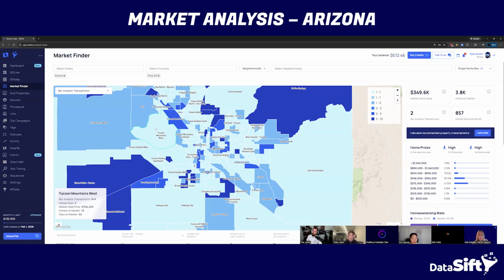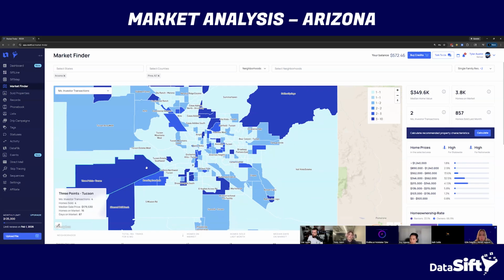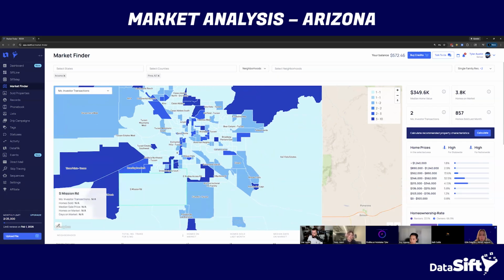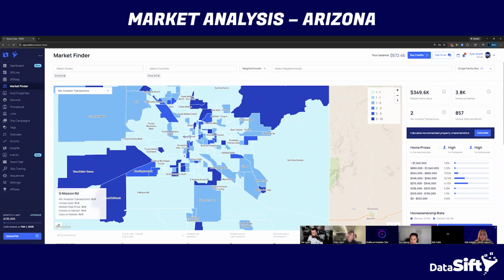If I'm just cold calling, you could say it doesn't really matter. I'm just SMSing, it doesn't really matter. But if I'm going to be sending mail, I don't want to send mail to these areas with very few transactions. All right, so just keep that in mind as well. That's another layer on top of this that we want to take into account. All right, really, really useful.